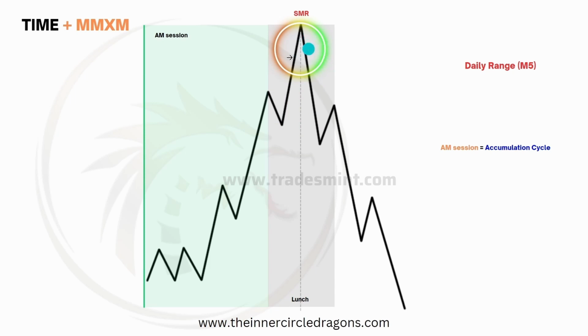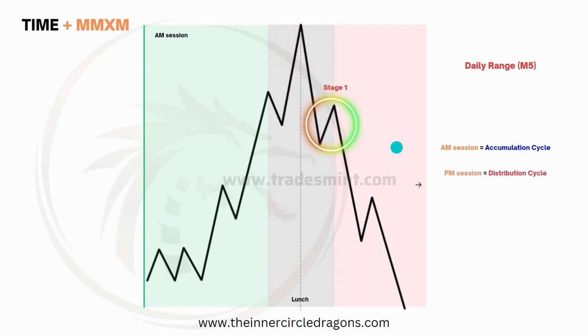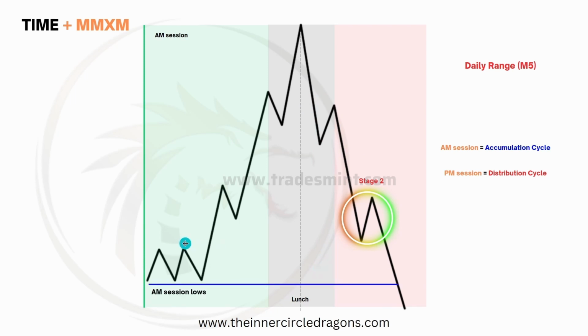Now, at this stage, who has been making money in the market? It's been the buyers, right? After the smart money reversal, we're going to start our distribution cycle or our sell program to target the stops of those buyers from the morning session. We can typically see our first stage of distribution at the end of the lunch hour. And again, our silver bullet zone between 2 p.m. and 3 p.m., we will have our second stage of distribution, targeting the AM session lows.